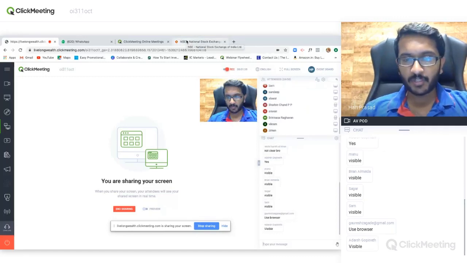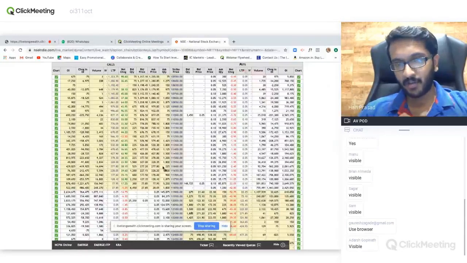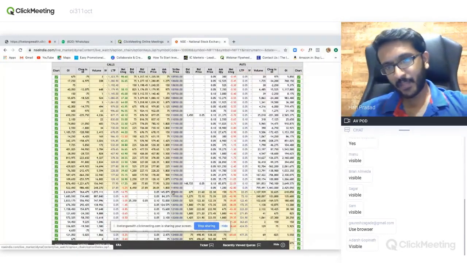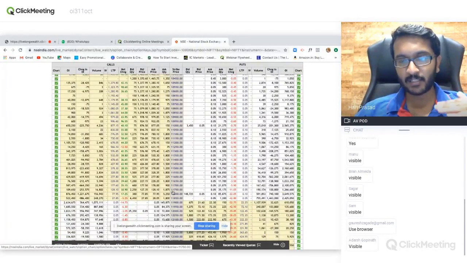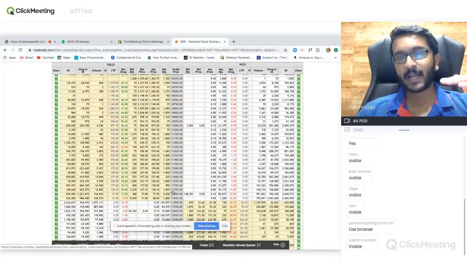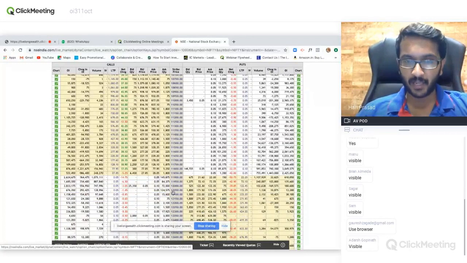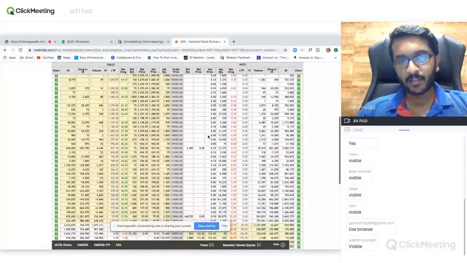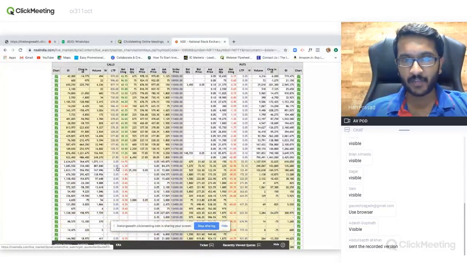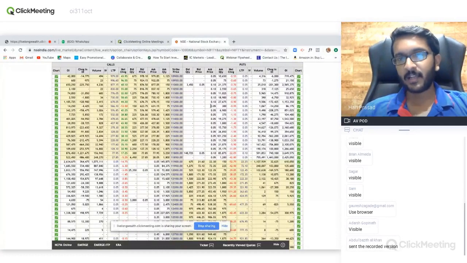Okay. So strike price. What is strike price? What we mean by strike price is the price that we expect the index to reach, the price that we expect the index to strike. So right now the level is 11,877.55. And the left side, what you see is the table for calls, and the right side is the table for puts.